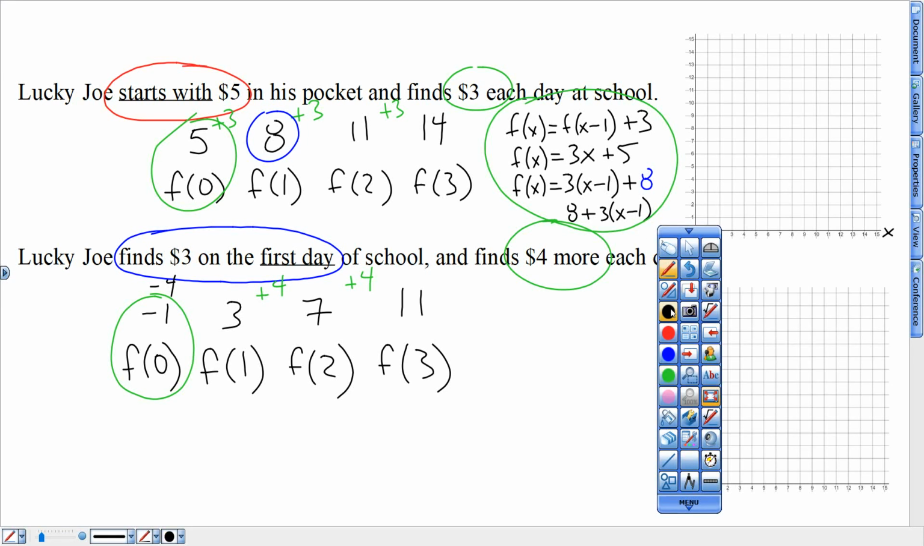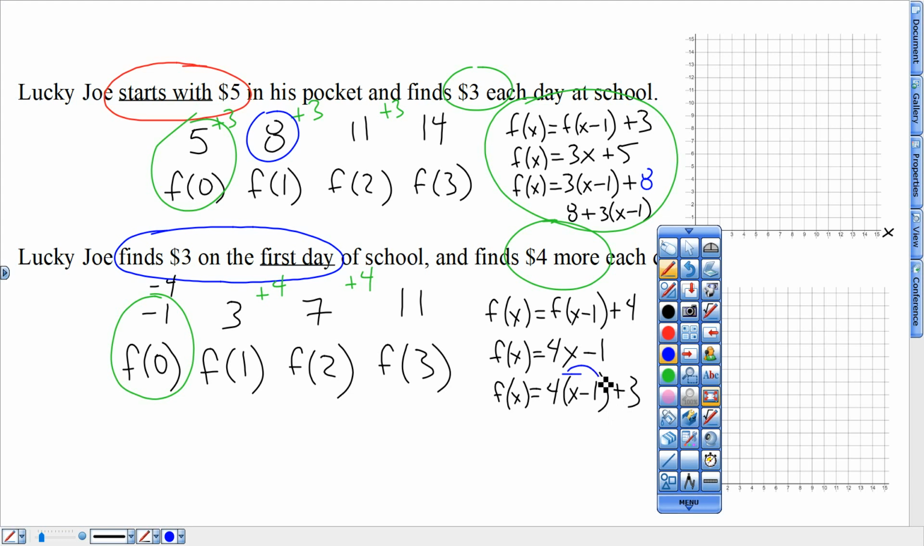Know this one down here, you got your 3 forms down here too, plus that 4, recursive. You got both forms explicit, minus that 1, that is the zero term, or using the first term, plus that 3, knowing that these are equivalent. If I was to distribute, that would give me 4x minus 4, and then plus that 3 gives me 4x minus 1, the same as that. I need to know that.